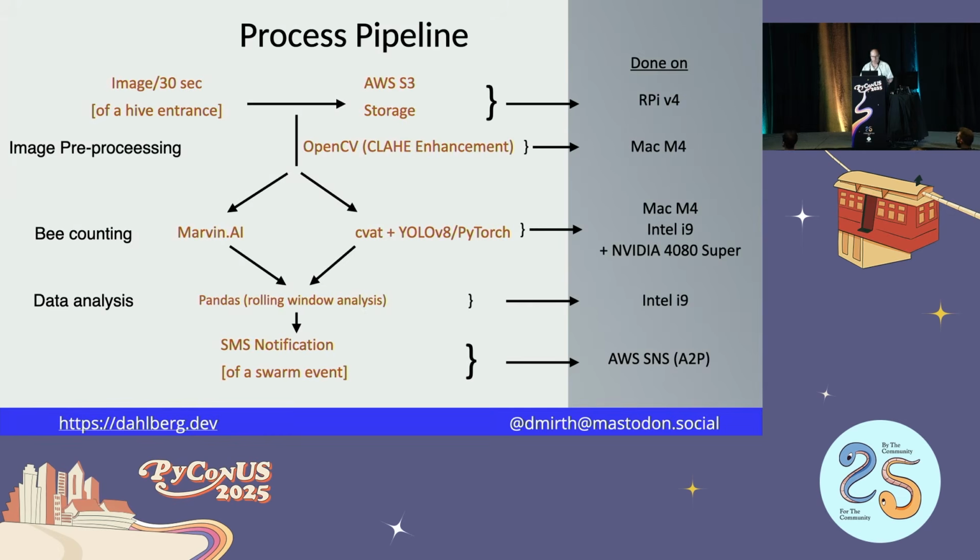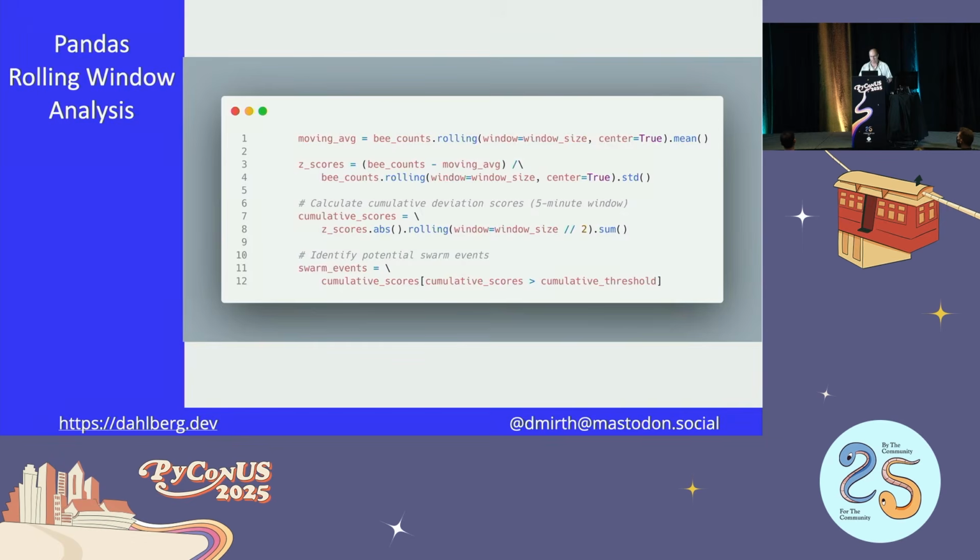So now we have a completed process pipeline, which I hope you'll agree is not as complicated as it looks. In this case, we're analyzing the bee counts using a Pandas rolling window analysis.